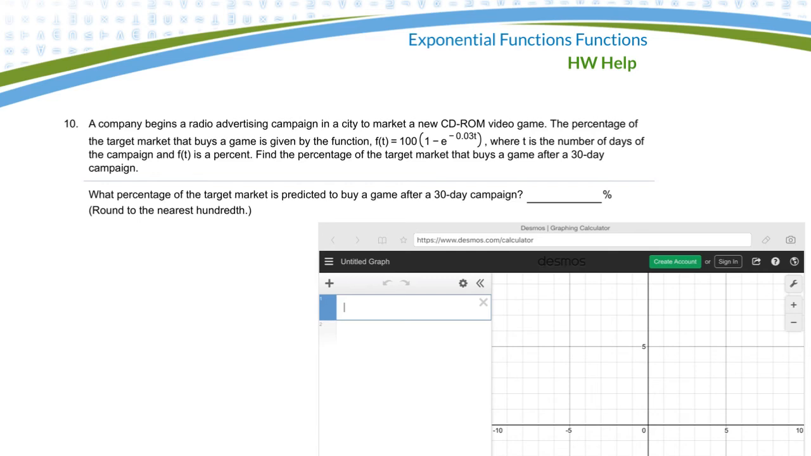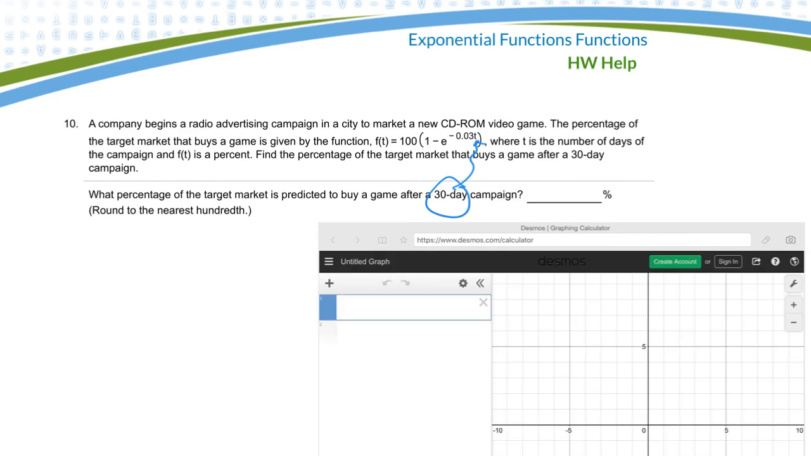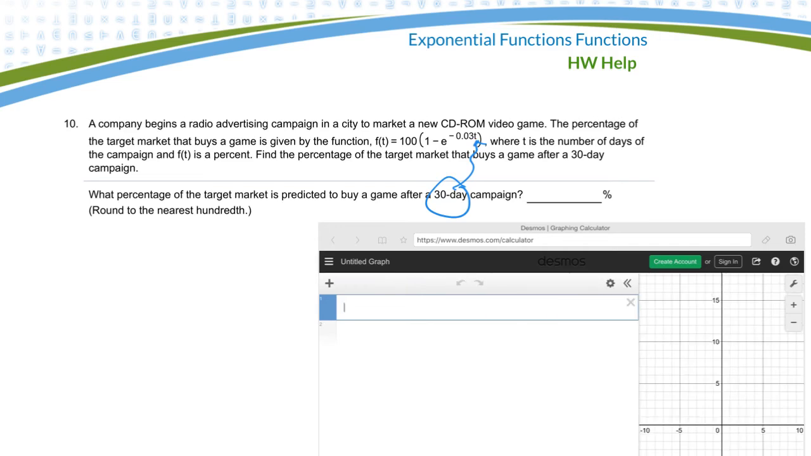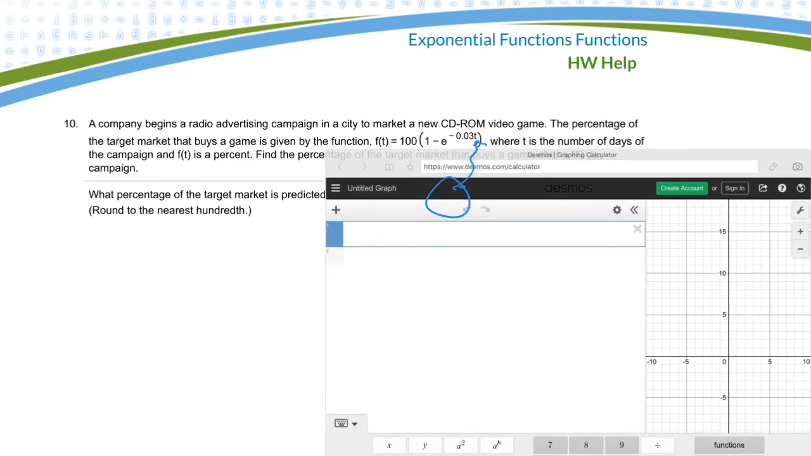This one looks a little funner. There's more stuff involved in there. So they say what percentage after 30 days. So 30 is your t. 30 gets plugged in for your t. Let's just use that in Desmos and see how much fun we can get into here. Okay, so let's plug our numbers in. 100. Oh, I can't see my stuff. How many years are we doing? 30 or 30 days. Okay, now you can see numbers.